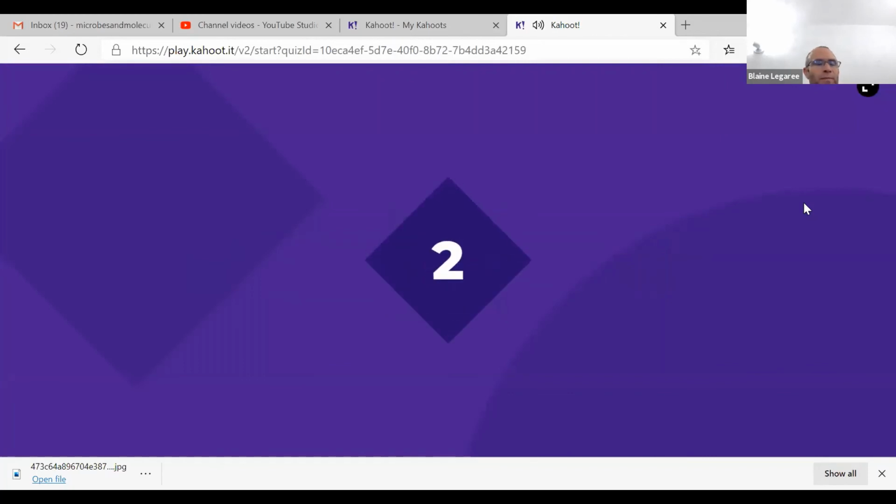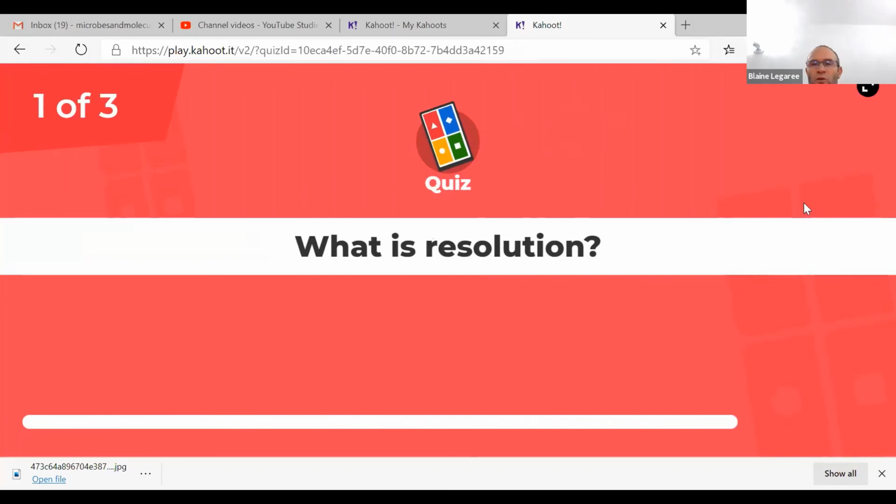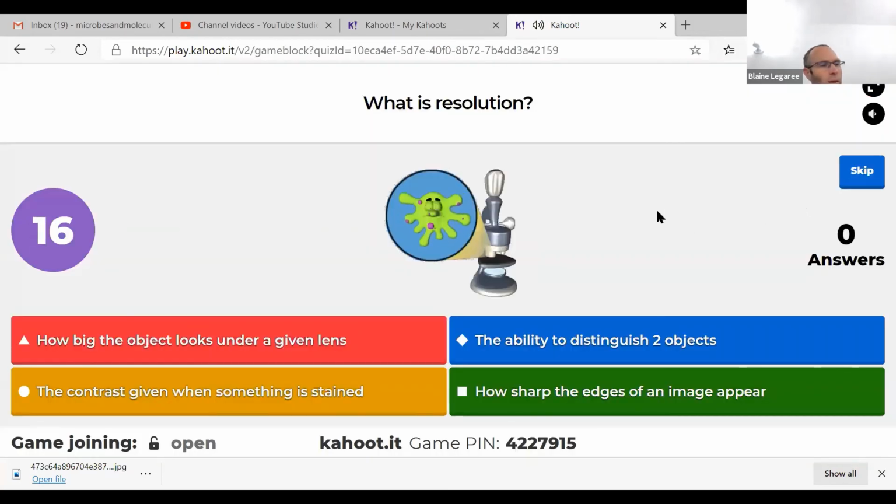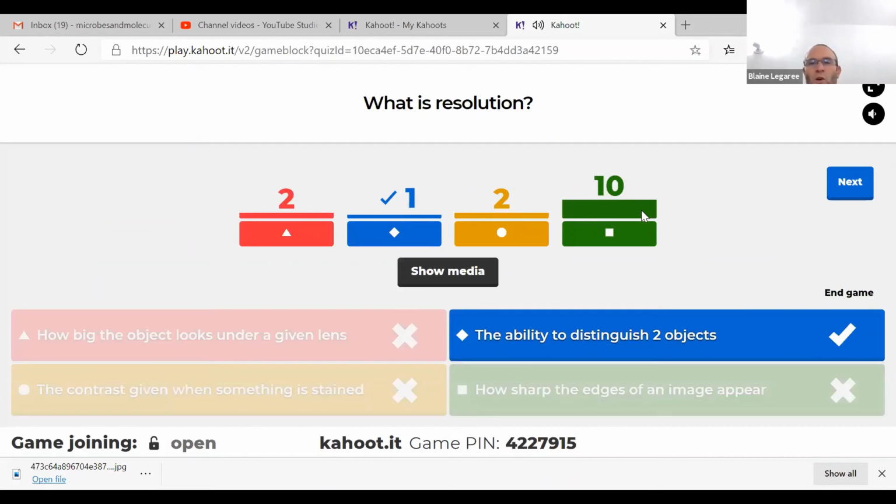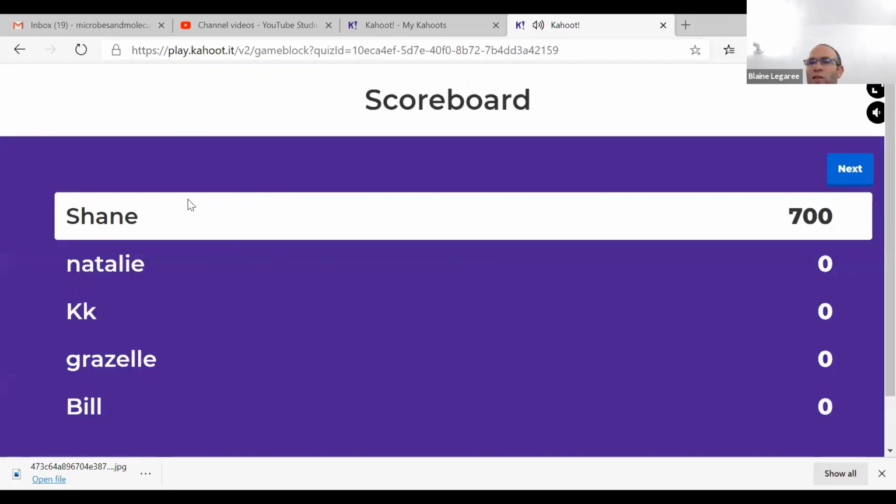Topic 3, microscopy. What is resolution? Okay, so most people got the green one, which is how sharp the edges of an image appear. And that is actually not the right answer. That is more to do with contrast. Resolution is a measure of clarity, or another way to think about clarity is the ability to distinguish that two objects are distinct objects. So one person got it right, and so one person, Shane, got 700 points. Well done, Shane.